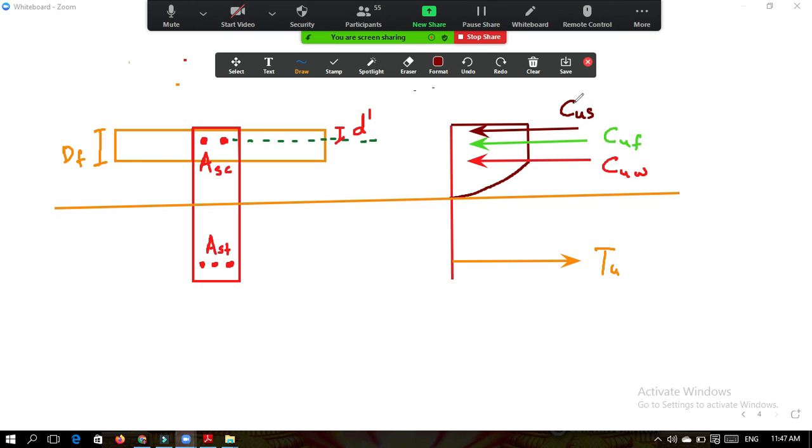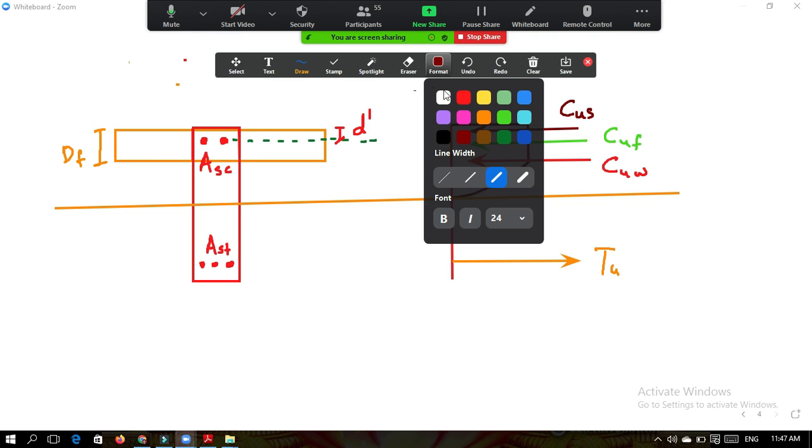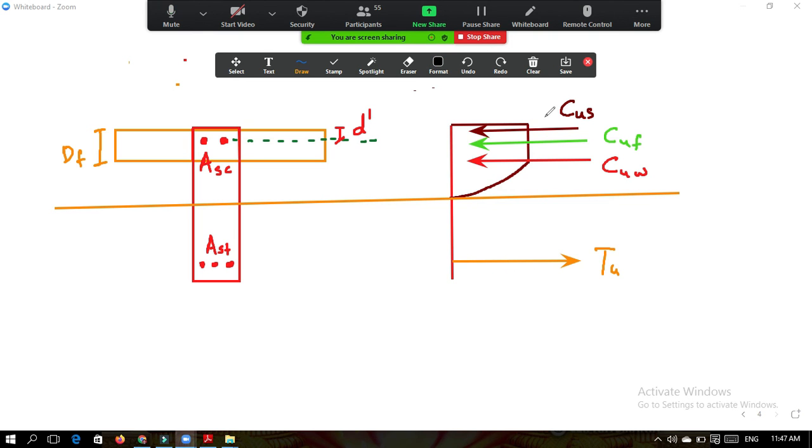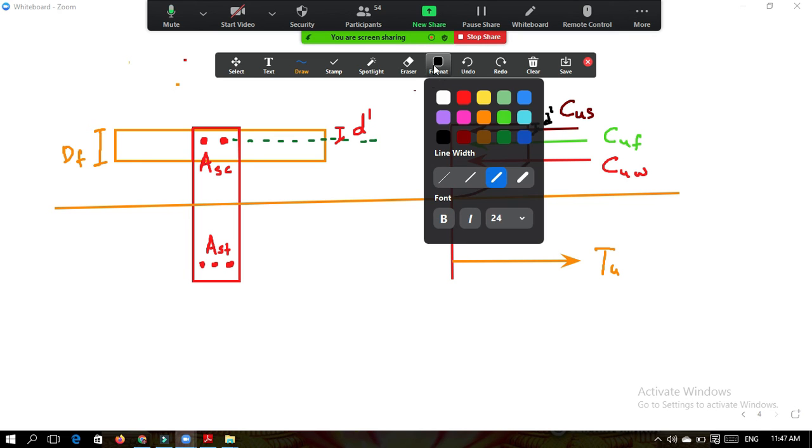Okay, I will name this force as CUS. Now where it is acting, if this distance is D dash, then this will act at a distance of D dash from the top. So this will act at a distance of this much, and this is D dash, and this force is CUS. Okay. So we know the magnitude of all the forces.